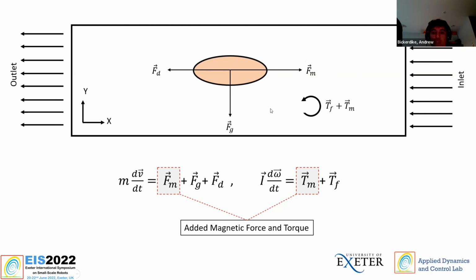Again, with regards to the torques acting on our microrobots, we have TF, that is the torque the fluid exerts on our microrobot, and TM being the torque of the magnetic fields that were applied to our microrobots too. So you can see we've just added these forces and torques into their respective Newtonian equations of motion, so the acceleration and angular accelerations respectively.